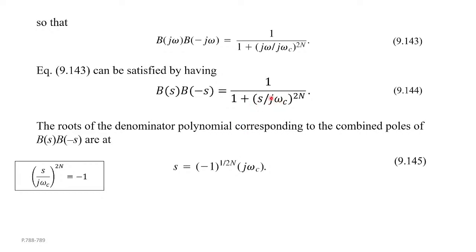Well, it's still a polynomial. It's a polynomial to the 2n power. But anyway, you can solve 1 plus s over j omega c to the 2n equal to 0. Then s over j omega c to the 2n equals minus 1, and you take the 2n's root and move things around. Then the poles of this thing should be at s equal to minus 1 to the 2n's root times j omega c. Okay.